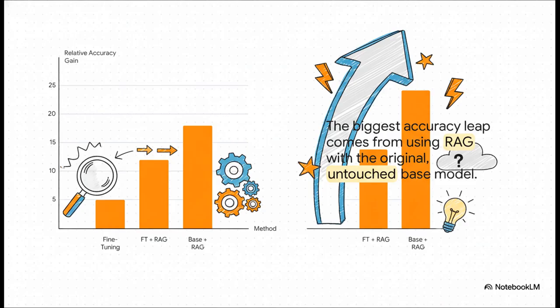Researchers measured the accuracy gain for each approach. And as you can see, fine-tuning on its own, that's the first bar, gave the smallest boost. Combining them was a little better. But look at that third bar. The single biggest jump in accuracy came from just using RAG with the original off-the-shelf model.